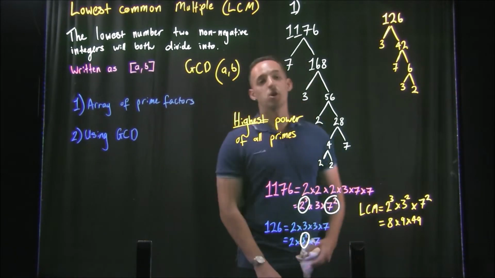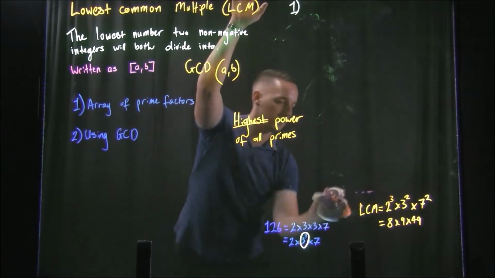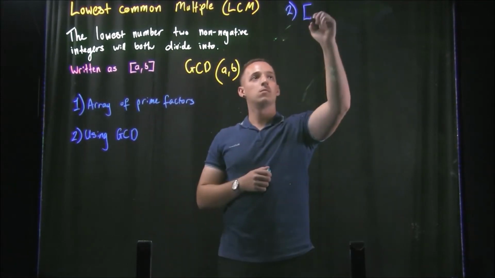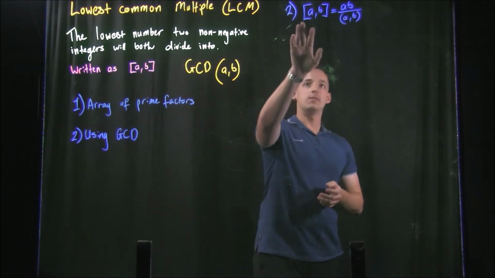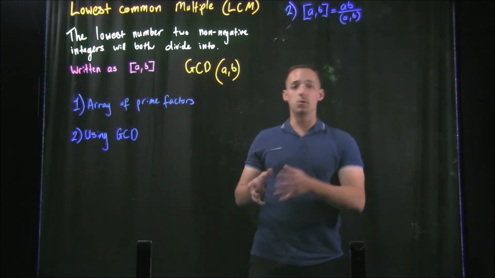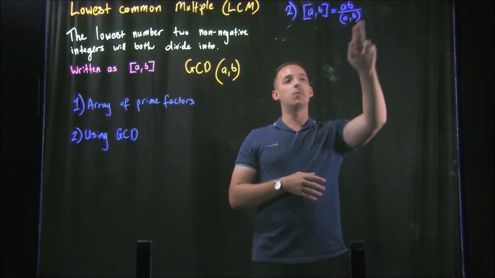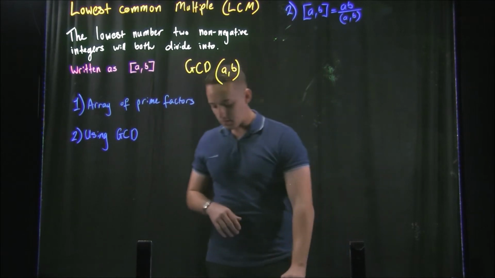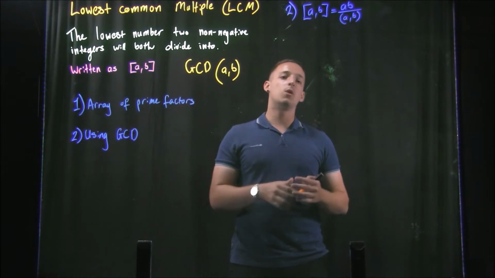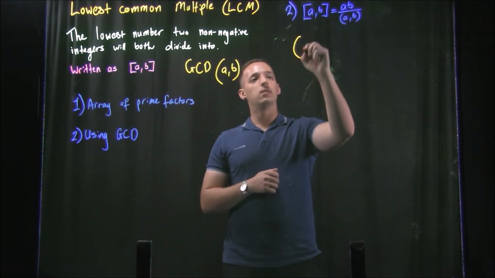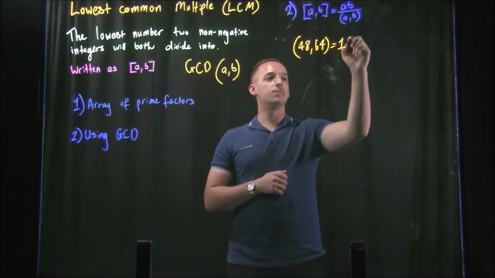So now I'm going to show you how we use GCD to solve our LCM. So here we have the rule for using GCD to find LCM, and it's square brackets a comma b, which means LCM of a and b is equal to a times b divided by the GCD of a and b. Now, we used the numbers 48 and 64 last lesson, so I'm going to use them again because we know the GCD of 48 and 64 is 16.